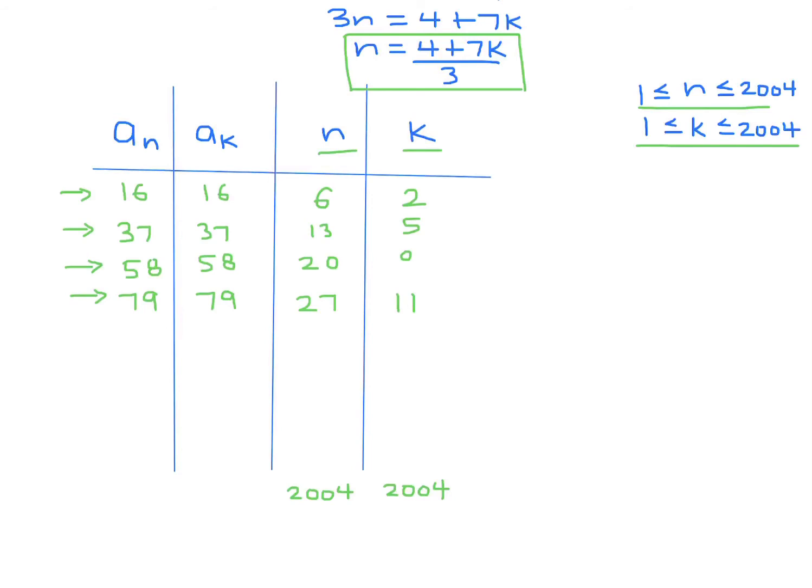For 2004, if n is 2004, if I plug it in here, I don't get an integer value for k. I have to have integer values, right? Because k represents a certain number term. It's the 7th term or the 100th term, like that. K can't be 52.6. So 2004 for n doesn't work, but 2001 does. When n is 2001, k is 857. So this is the limit. We can't go any farther than that because there's only 2004 terms.